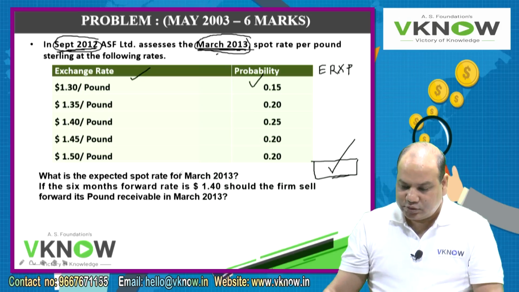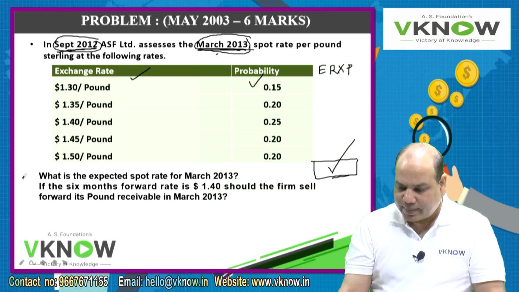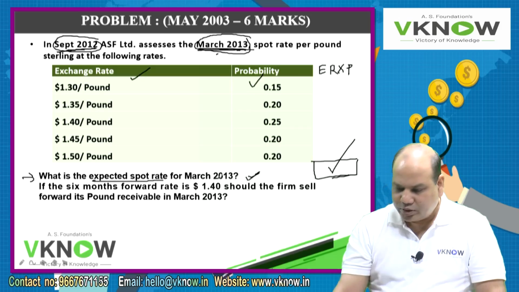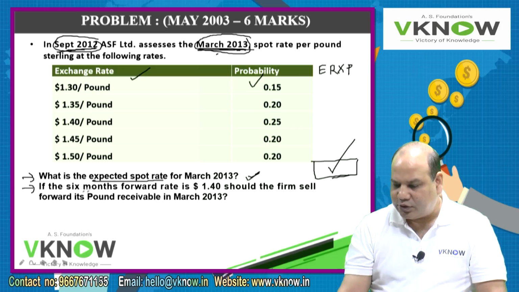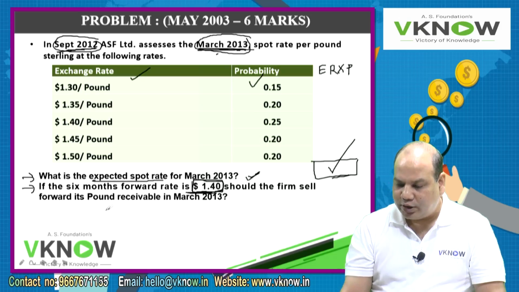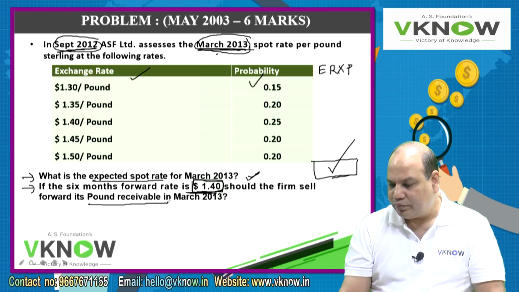Then the next question, which is also very easy. You will get one expected spot rate here, some answer you will get. Second, if the 6-month forward rate is $1.40, that means if you want to take a forward contract, the forward contract is available at $1.40 per pound. Should the firm sell forward its pound receivable?